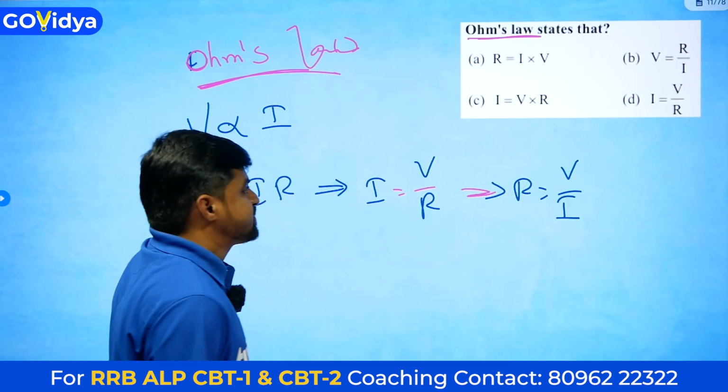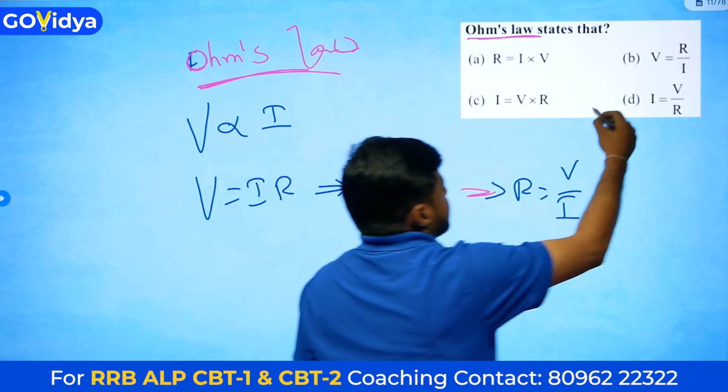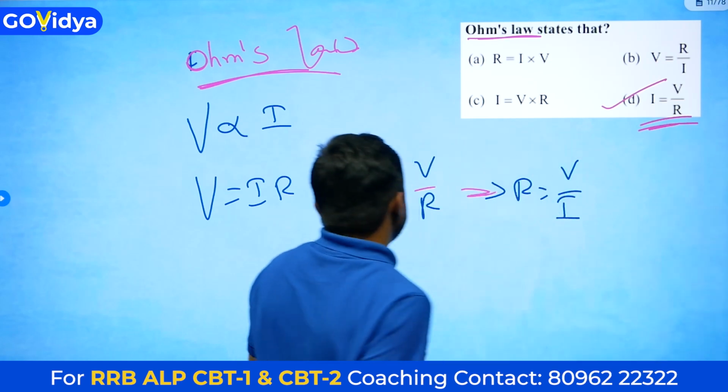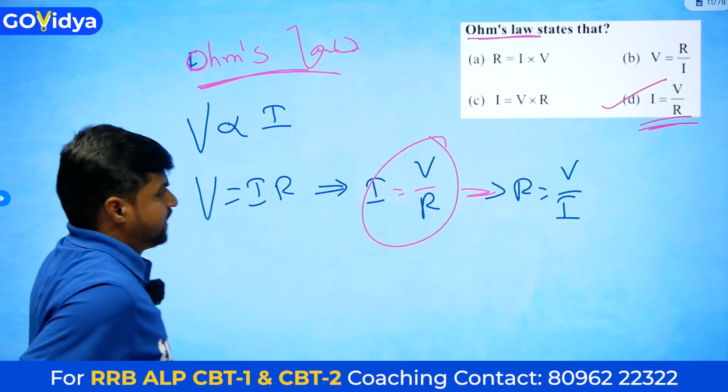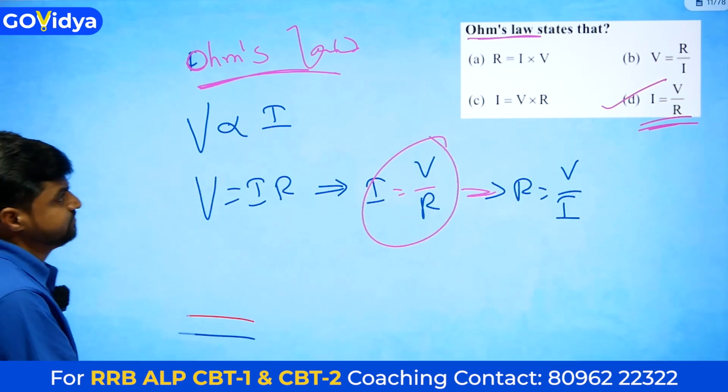From the options, option D is the correct answer. I is equal to V by R. Okay, next question.